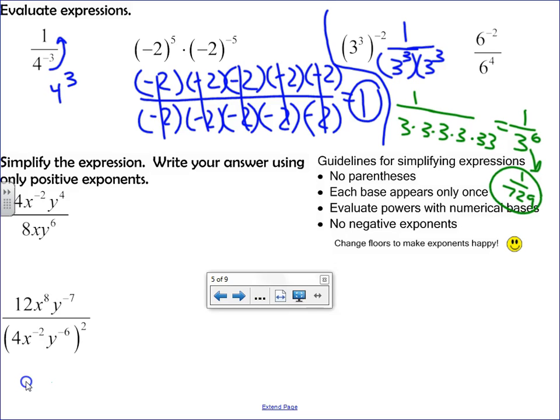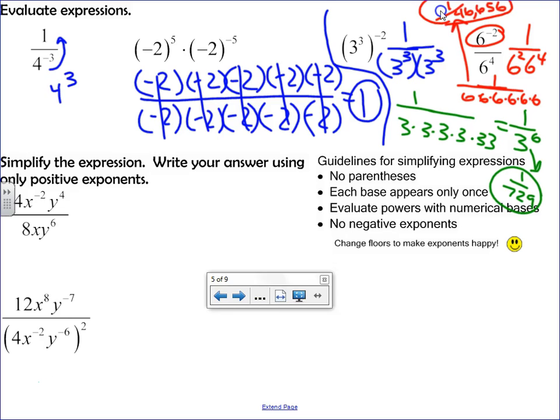And finally, 6 to the negative second over 6 to the fourth. That base is raised to a negative, so I'm going to divide by that one, so I still have a 1 on top, so 6 times 6 on the bottom, and 6 to the fourth is still on the bottom. So 1 over 6 times 6 times 6 times 6 times 6 times 6, and 6 to the sixth power is 46,656. And I ran out of space. So 1 over 46,656 in its simplest form.